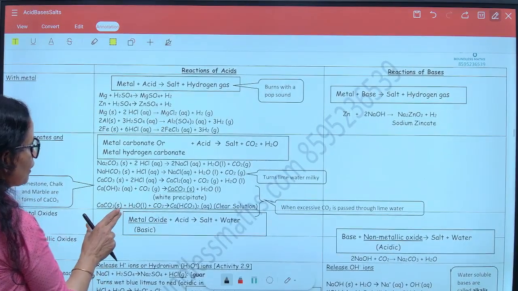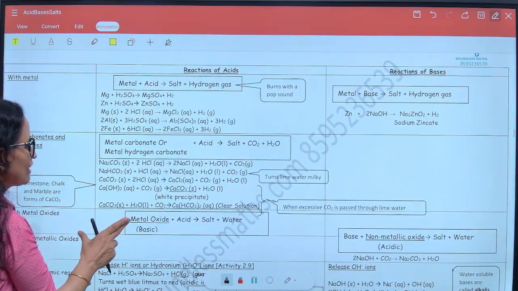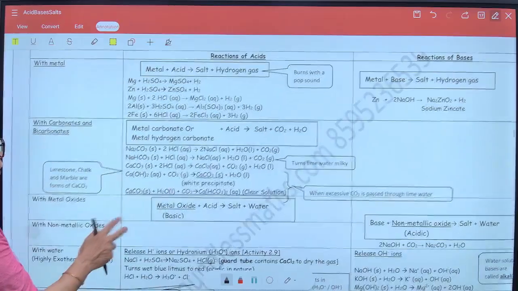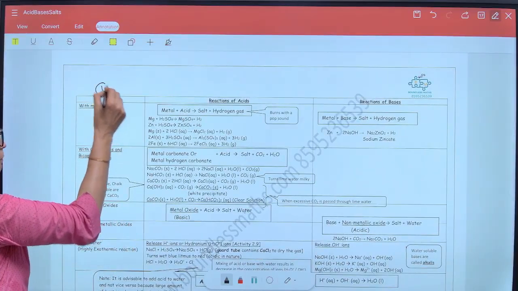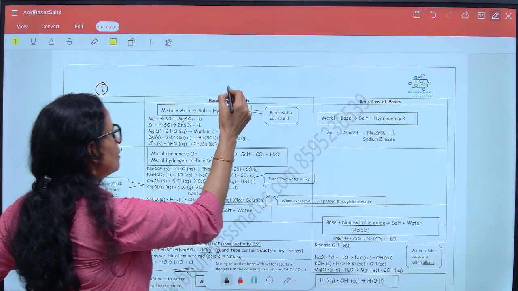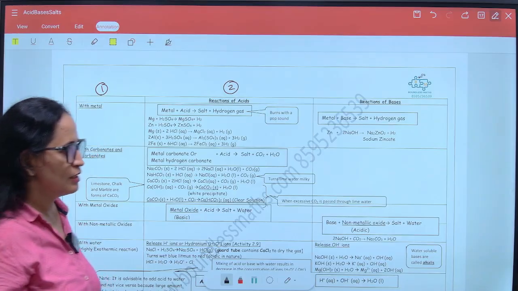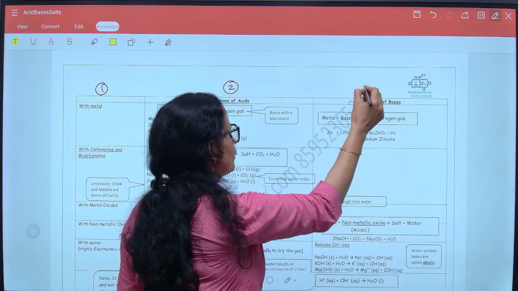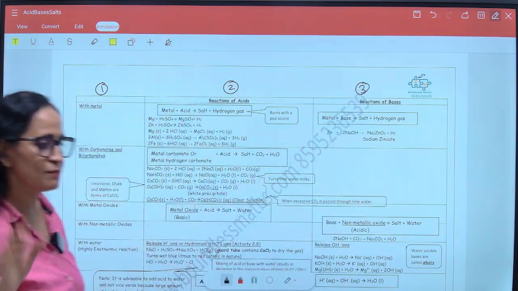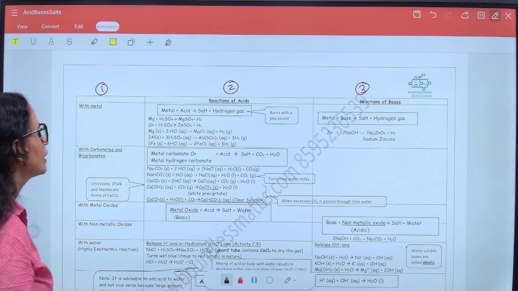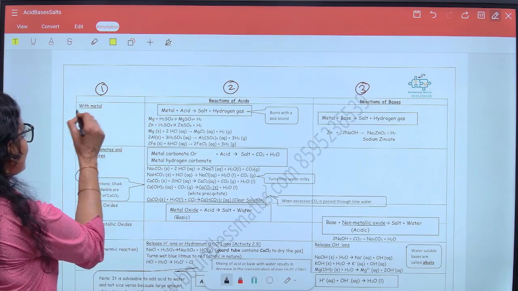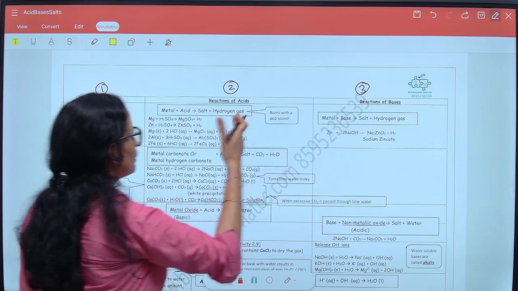Now pause this video here. In your notebook, make 3 columns. The first column is the category of the reactions that we are going to talk about. Second column is the reaction of acids with these categories, and the third is for reactions of bases. So make 3 columns in your notebook and then let's see how all these reactions take place. Done? Great. So the first thing is with metals, how acids and bases behave with metals.